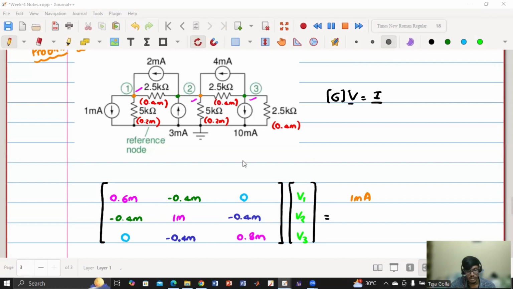5, yes. It is plus 5. You got the value right, but the polarity, you should be careful. It is plus 5. And at node 3, current entering.